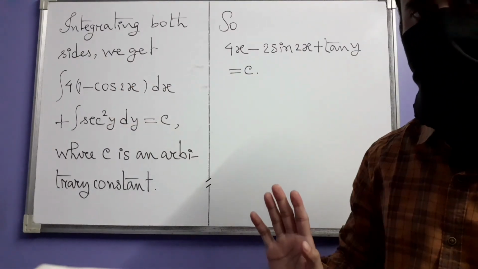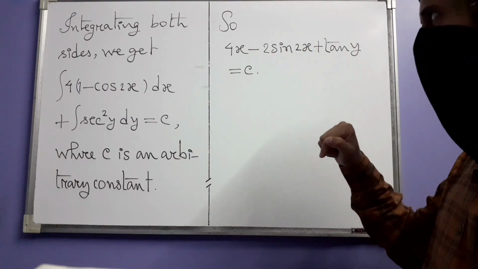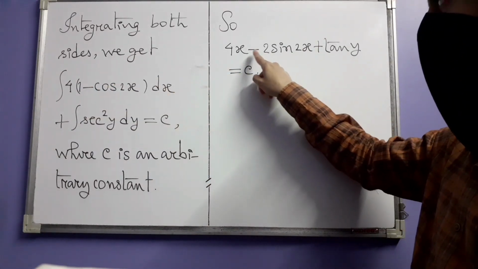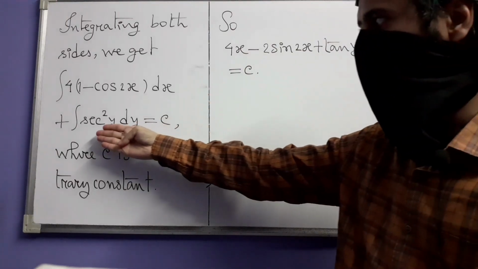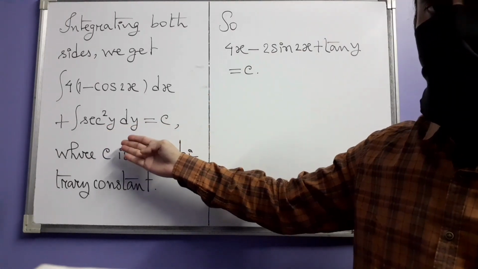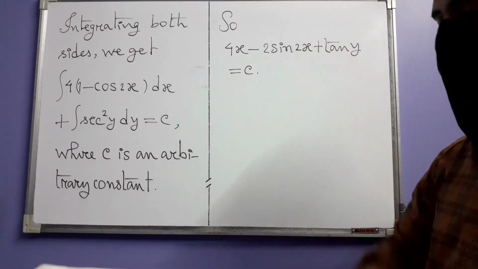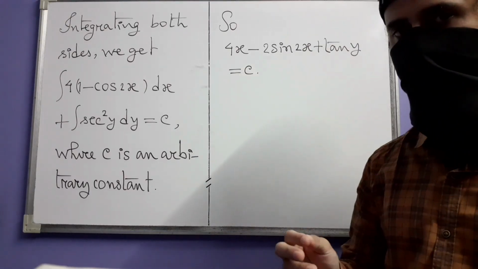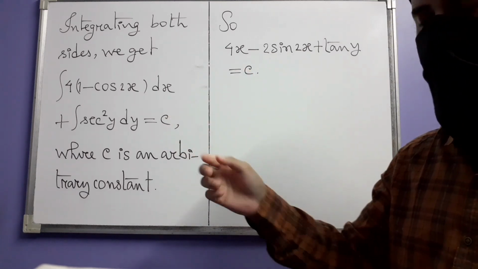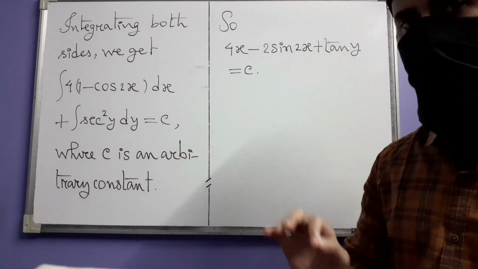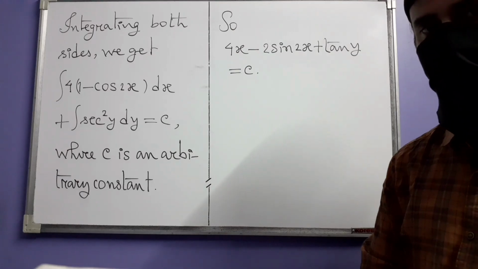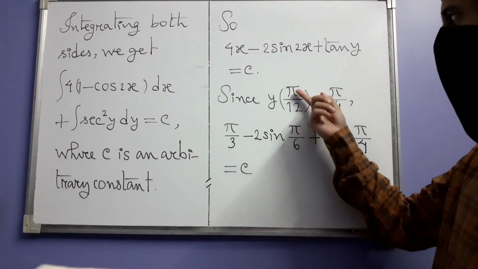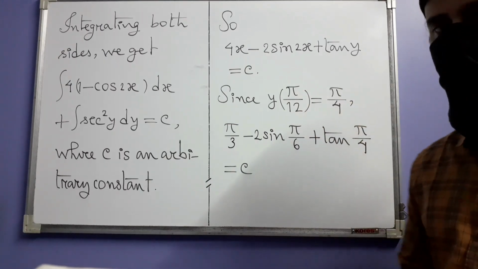The minus sign will remain. Because you have 2 in the denominator, after cancellation with 4, you will be left with 2. So minus 2 sin 2x plus integral of secant square y with respect to y is tan y. So that equals this constant. So you have now got a one parameter family of solutions for the differential equation. But now we will use the initial condition to find the value of c. And the initial condition is this: y of pi over 12 equals pi over 4.